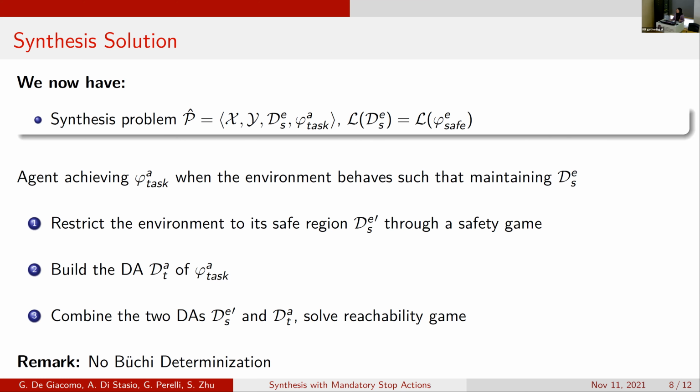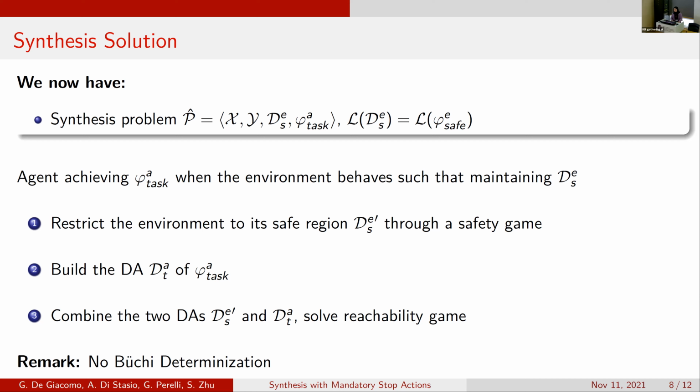And we want to solve it by having an agent strategy that allows the agent to achieve its task when the environment behaves such that it maintains the environment safety. Notice that now we only have the safety part. So this can be solved as follows.